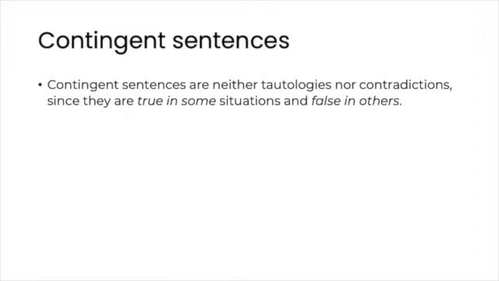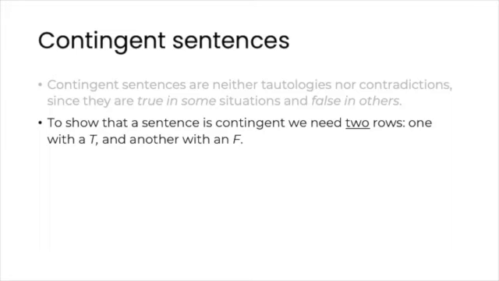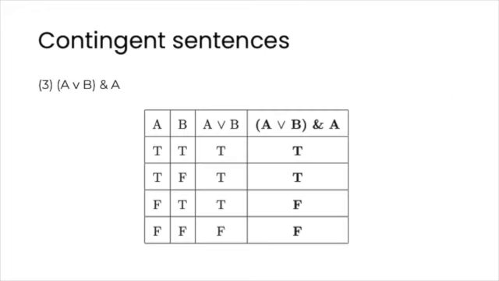Last, there is a group of sentences that are neither tautologies nor contradictions, since they are true in some situations and false in others. These are called contingent sentences. A truth table for a contingent sentence will reveal that it is true in some situations and false in others. So, to be convinced that a sentence is contingent, we just need a pair of rows, one that has a T and another that has an F. If you find those two rows, you can stop searching. The sentence is contingent. For example, sentence 3 below is contingent since it comes out true in some rows and false in others.